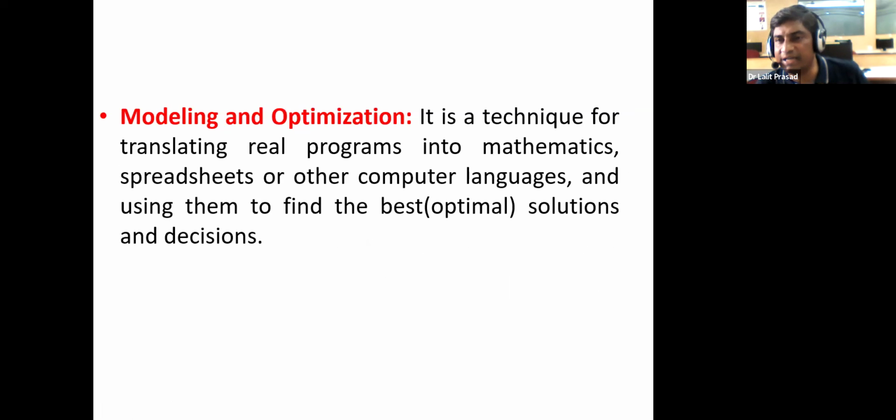Similarly, multiple linear regression model is there, logistic regression model is there. So many models are there. So you have to develop a model related to your problem, related to your equation. And then optimization means you have to find the best solution. If your problem is related to minimization, you should find out the minimum value. If it is a maximization, you should get the maximum value.